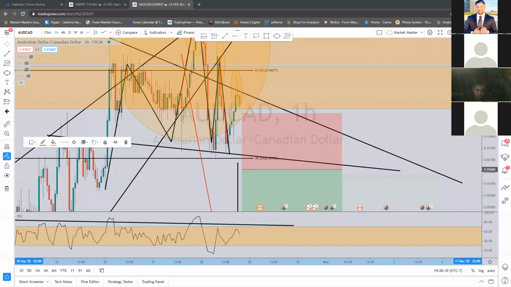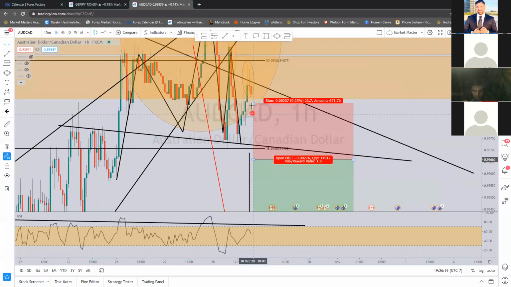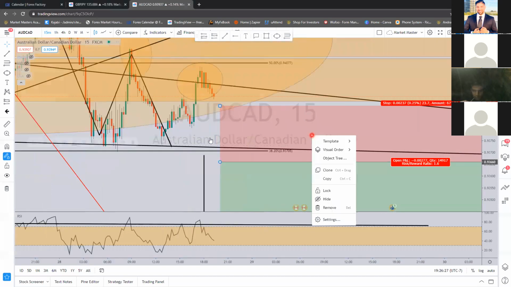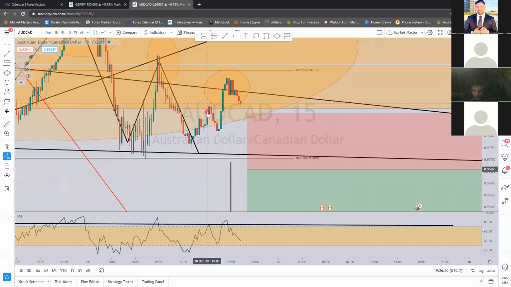It's like shooting star, evening star. There we go, so Raj got that right. But we can already start seeing that it's reversing now. There's one of these methods that I use for early entries.